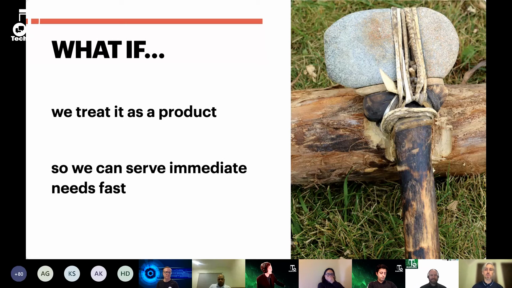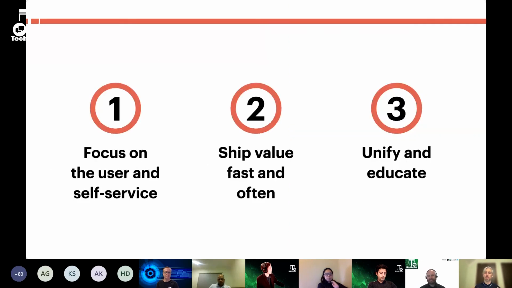So what does it actually mean? How to build such a data product? From my experience, I would suggest following three main principles here. The first one is build your product for the end user, not for the data expert.